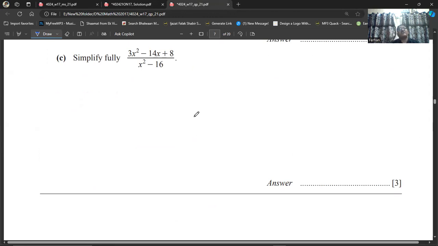And the expression in the denominator is x squared minus 16. In the numerator, I will do the middle term breaking. In the denominator, I will also try to do the factorization. In the denominator, you can see both the numbers are perfect squares and they have a negative between them. Because in the denominator it is x squared minus 4 squared, it is like a squared minus b squared, and that is equal to (a plus b)(a minus b). So that is the thing.